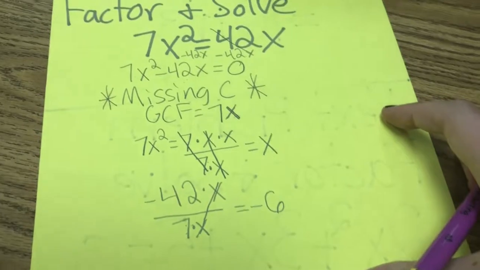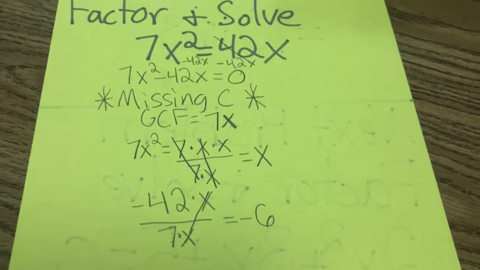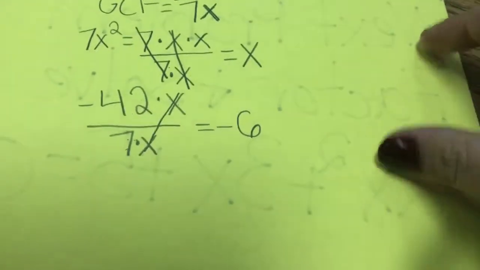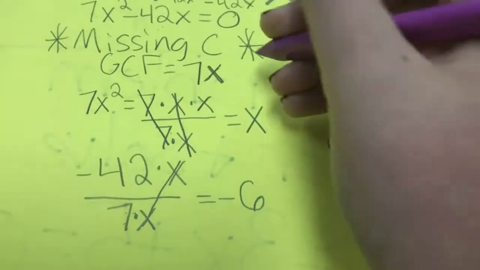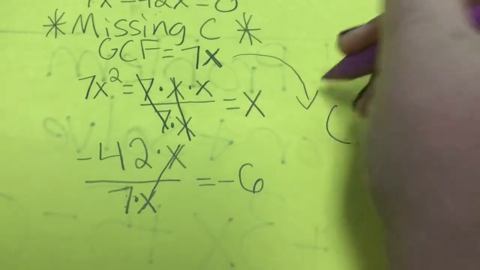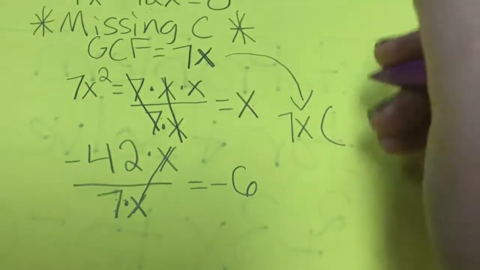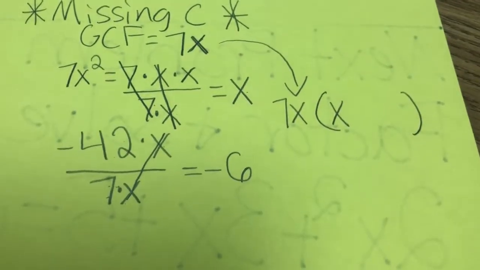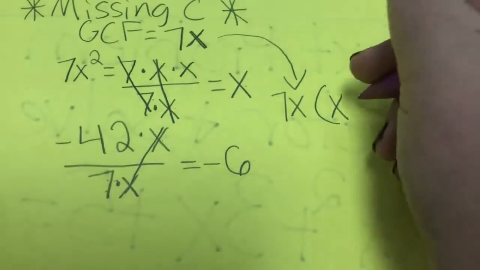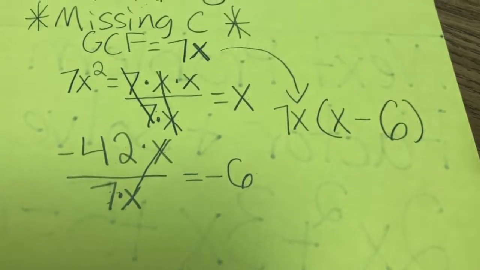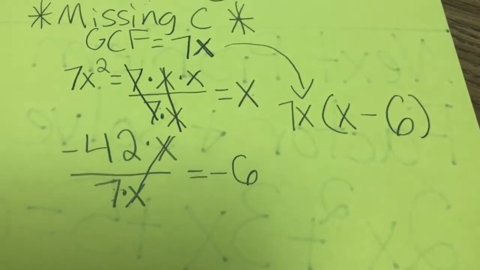So to create my factored form, remember you have to have a factored form before you solve, and this one you had to solve. I want to create one parentheses, and I'm going to put my GCF on the outside of my parentheses. So I have 7x. I have my x from my first term when I divided my greatest common factor, and then I have negative 6. Because it's negative, I'm having subtraction in my parentheses. If my 6 was positive, then I would be adding in my parentheses.